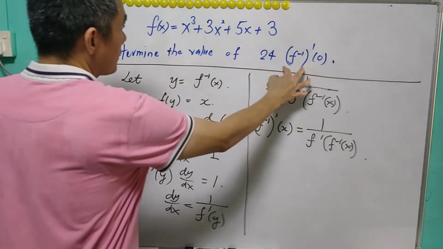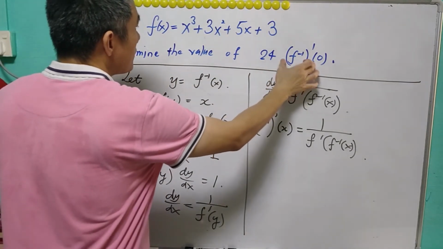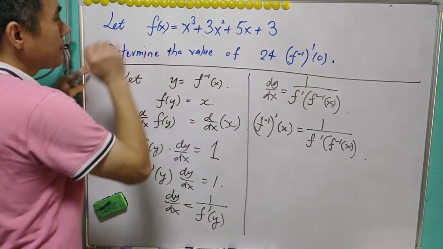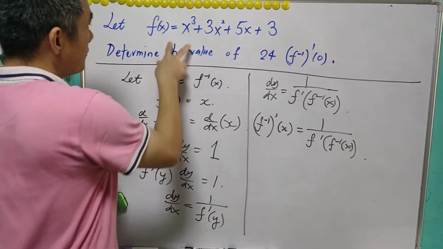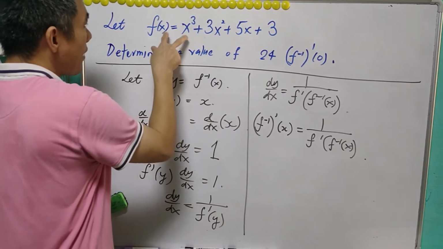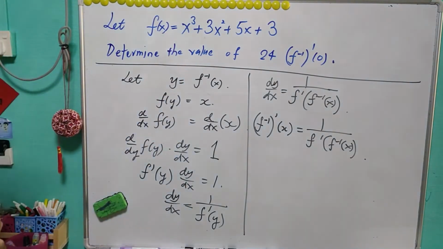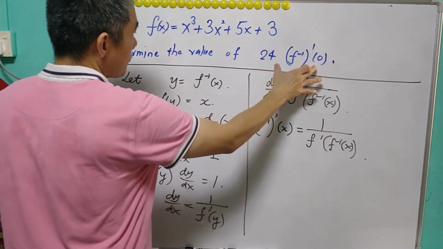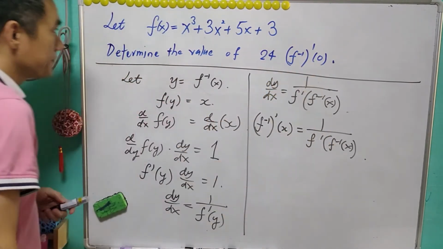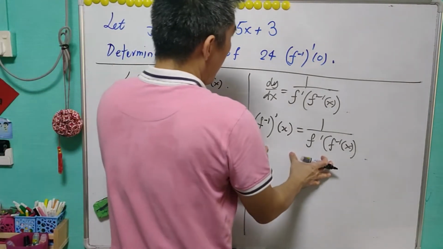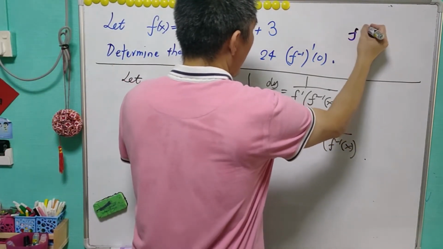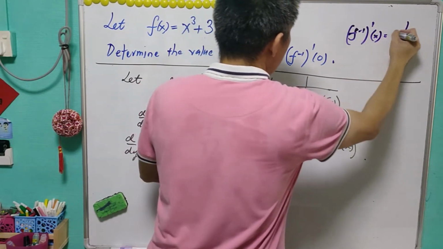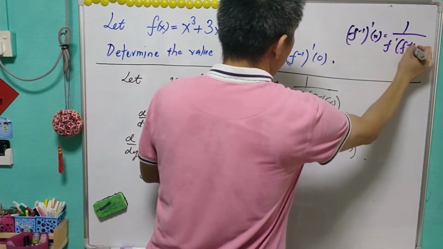Now usually, in order to get the derivative of f inverse, we can get the f inverse directly and then find its derivative. However, for this case, it is not easy to get the f inverse in general. So it's strongly encouraged to use this formula to get the value of 24 times the derivative of f inverse at 0. For the record, I just write the formula here: f inverse prime x is equal to 1 over f prime f inverse x.